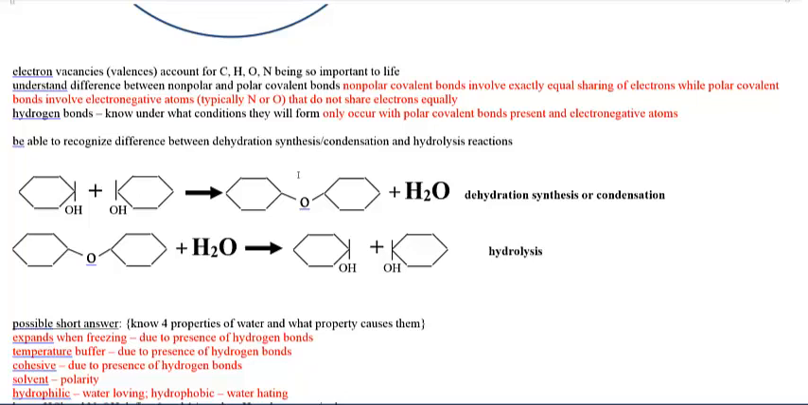Now, when we have a polar covalent bond, we will develop a hydrogen bond. And the hydrogen bond can exist only when polar covalent bonds exist and you have the presence of electronegative atoms. And of course, we used water as our primary example of the existence of hydrogen bonds. But hydrogen bonds will also exist in DNA quite extensively and in proteins as well. This provides an enormous amount of stability to these molecules.